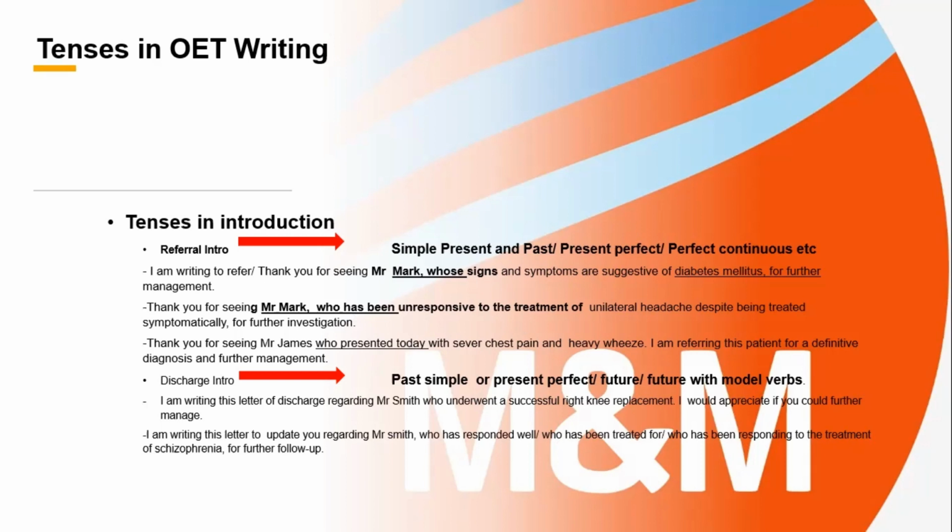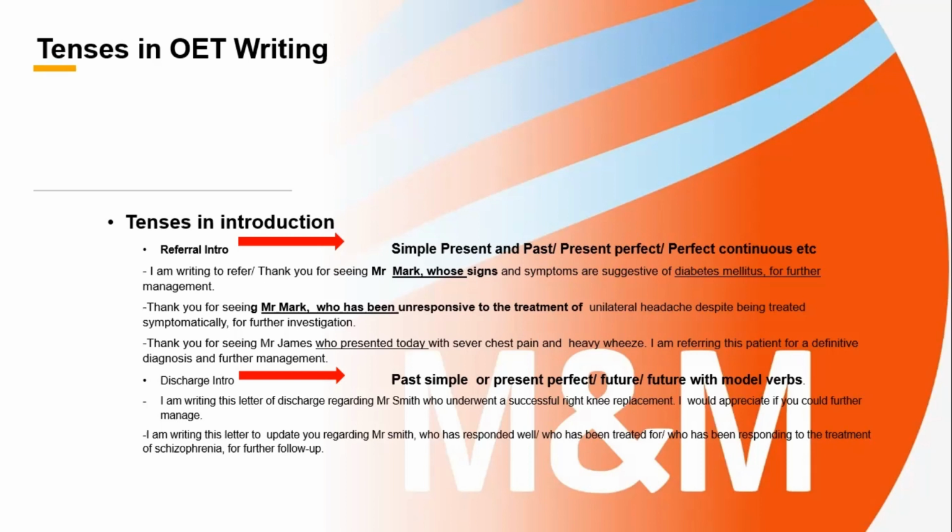Afterward we can move on toward the discharge introduction. In the case of discharge introduction, we would see that most of the time we will be writing in the past simple tense, because in the introduction, either the referral or the discharge, we mostly have two things. The first thing, maybe that you have made a diagnosis, and the second thing, the further line of action that has to be done. That is the problem and the line of action.